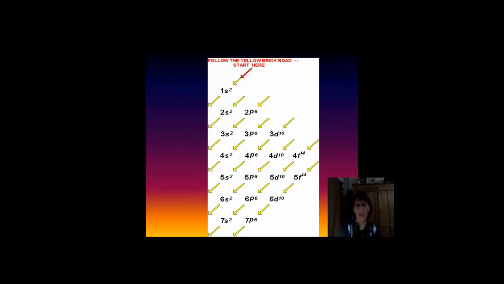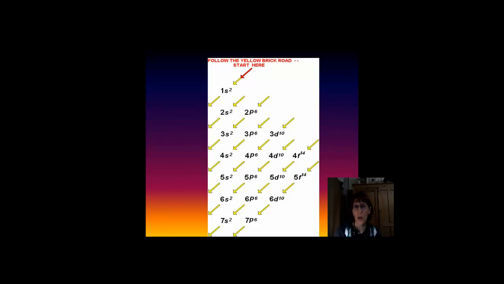So here we have the diagonal rule, and you fill these in order. Just follow the little golden arrows. So you have 1s2, and then you go back up to the top of the next row, fill in the 2s, and that can hold 2 electrons. Go back up to the top of the next row, fill in the 2p. It can hold a maximum of 6 electrons. Then go to the 3s. It can hold 2 electrons. And go back up to the top and fill up 3p.